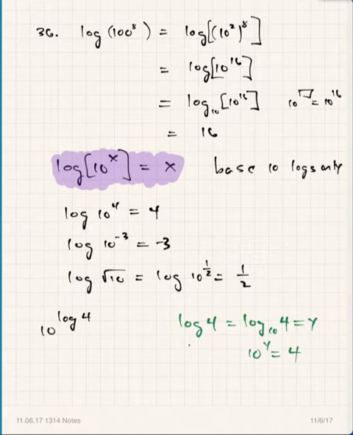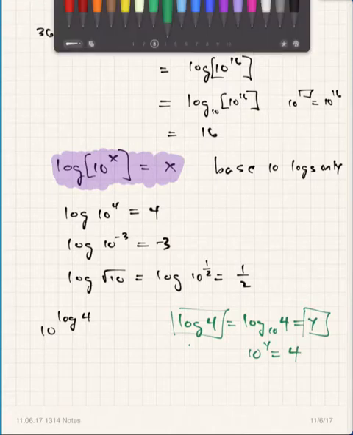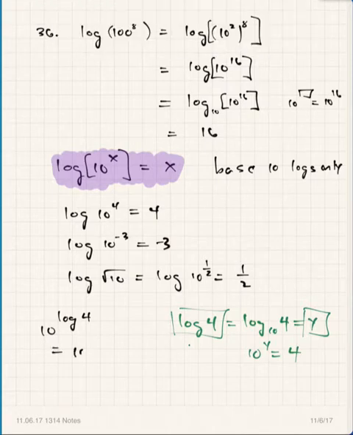Well, notice that y and log of 4 are the same thing. So our problem over here really becomes 10 to the y. But what did we just see? That 10 to the y was equal to 4. Actually, this is just a restatement of the first property that I highlighted up there.